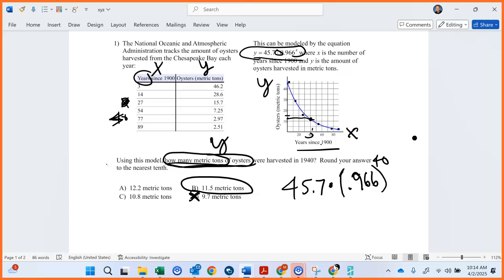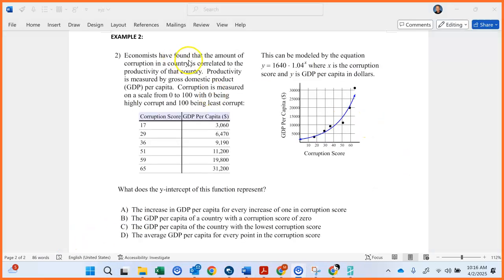So in a sense, we're being asked to figure out what Y is, and we're being given a value of X. So if you keep those two straight, that'll help you to avoid mixing them up. All right, so any questions on that? All right, so we can go over this one here.